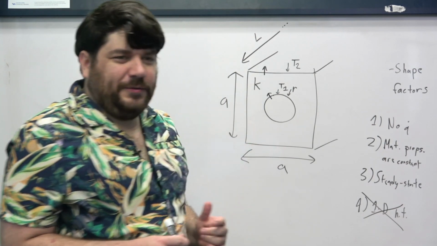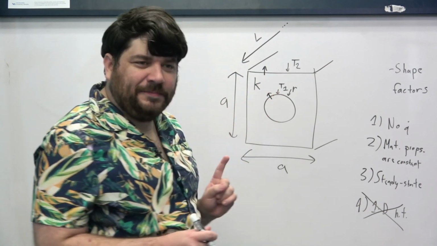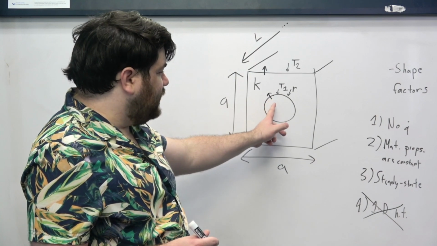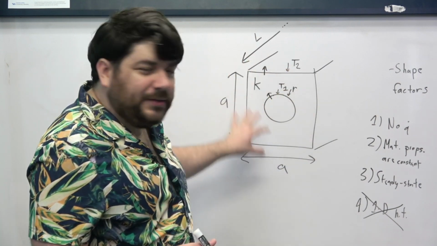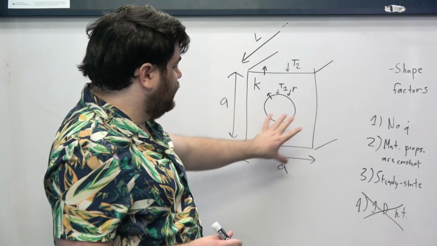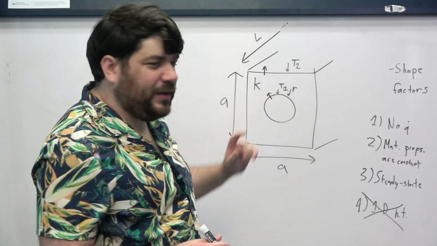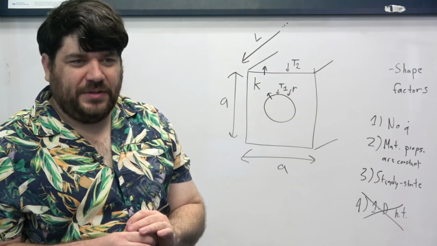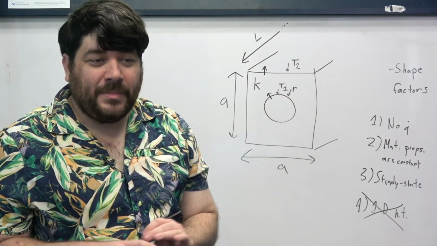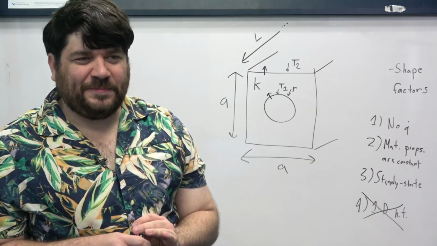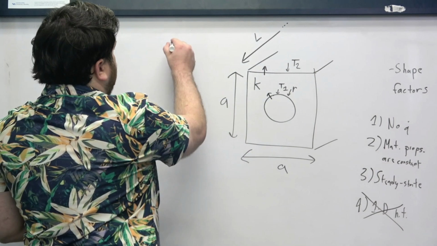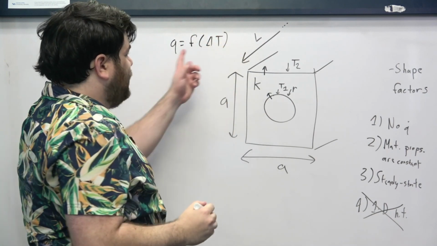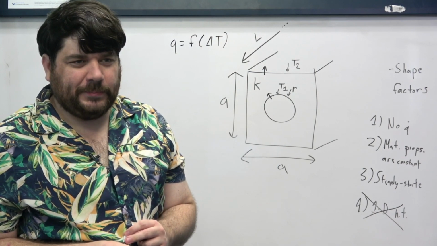What we want to try to do is see if we can represent the relationship between the heat transfer rate that is happening through this square or rectangular thing with a hole in it, if we can relate that to the difference in temperatures between T1 and T2, okay? Because that's what we always do with thermal circuits. So we want to see if we can find some function that relates Q to delta T.